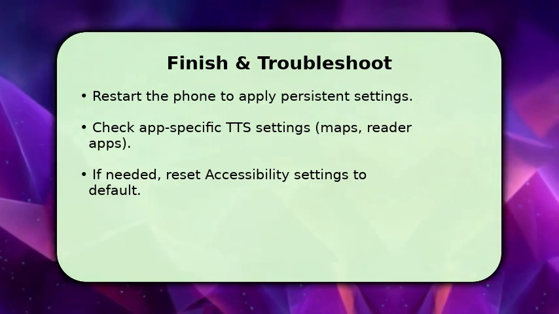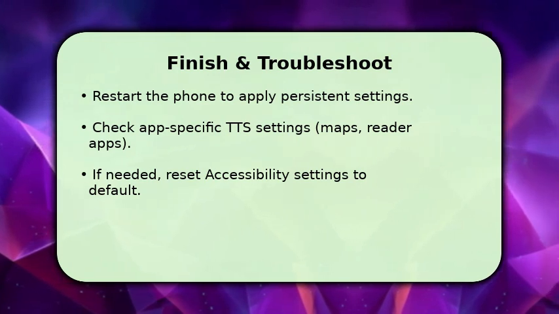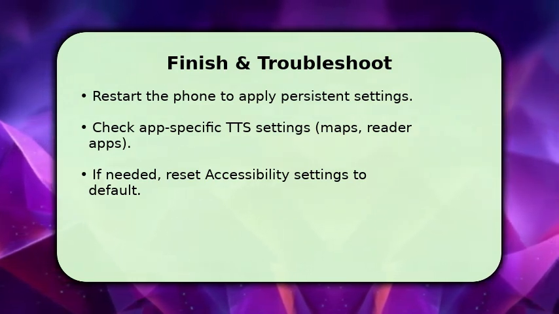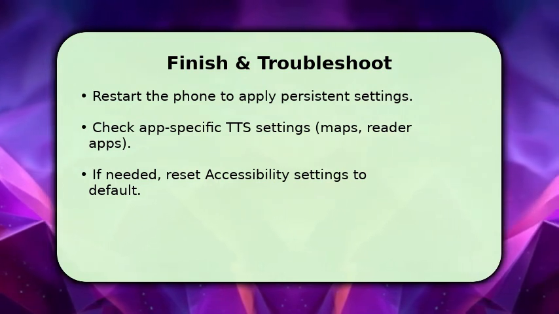One key troubleshooting tip. If TalkBack prevents normal navigation, connect a USB or Bluetooth keyboard and press Ctrl plus Alt plus Z, or use the Accessibility shortcut to turn it off.